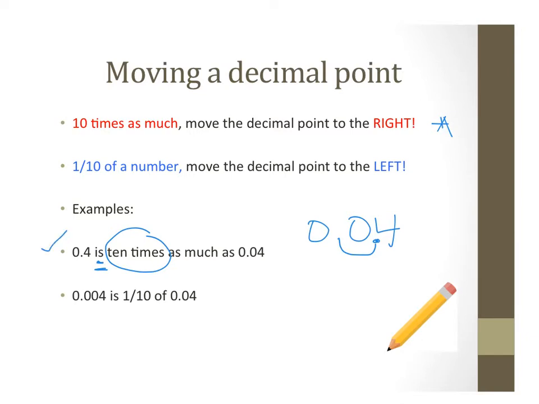The second one is 4/1000 is 1/10 of 400. Well, let's see. If we have 400 and we want to find a tenth of that number, we said up here we're going to move the decimal point to the left. So if I move that decimal point one place to the left, I would have 0.004. That's what I have here. So 4/1000 is 1/10 of 400. You see the pencil sign.